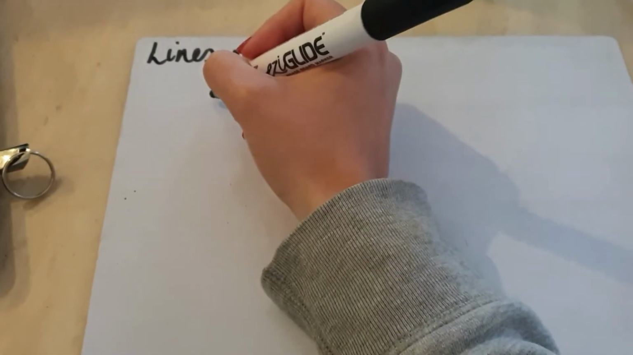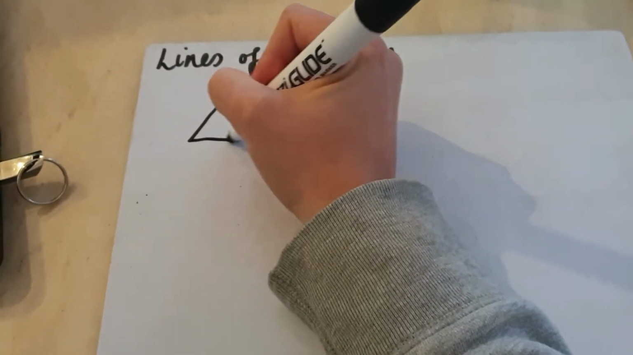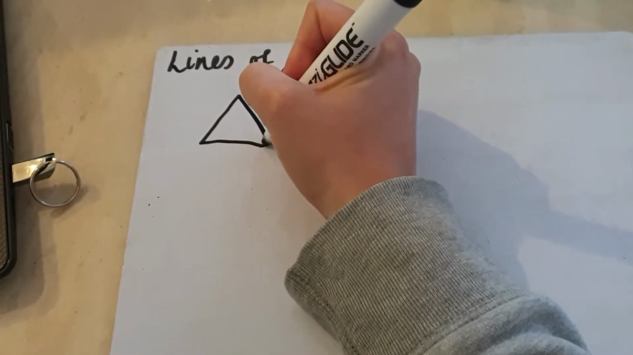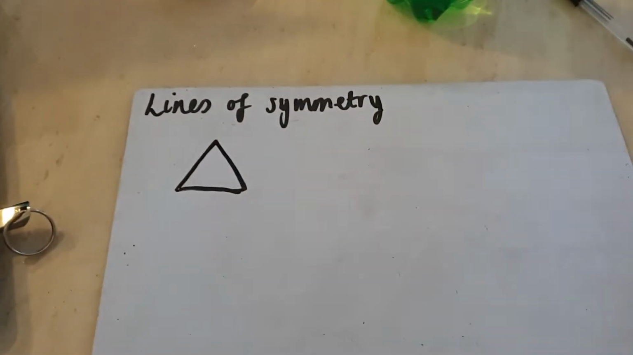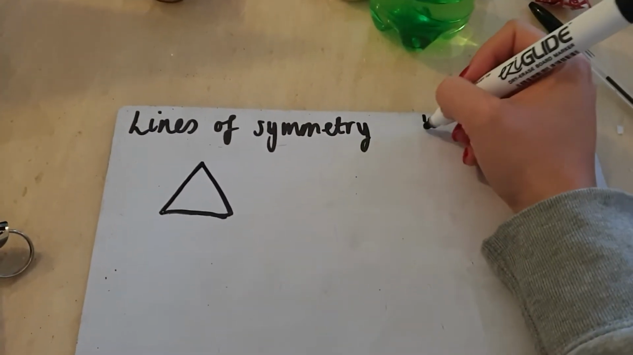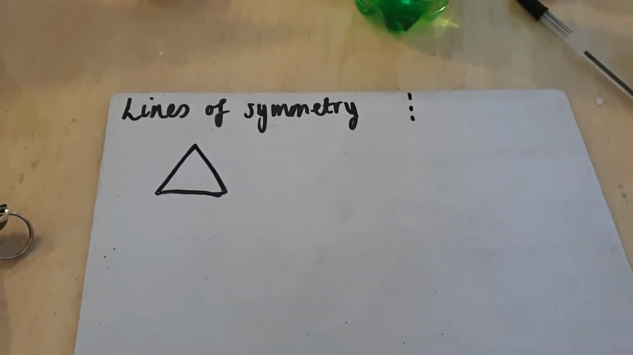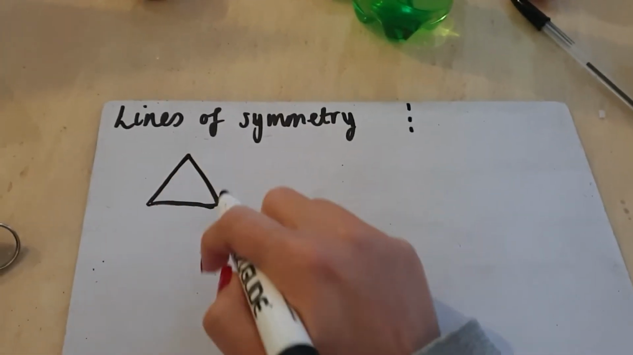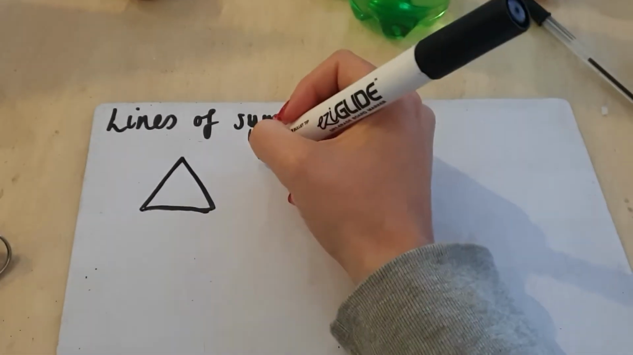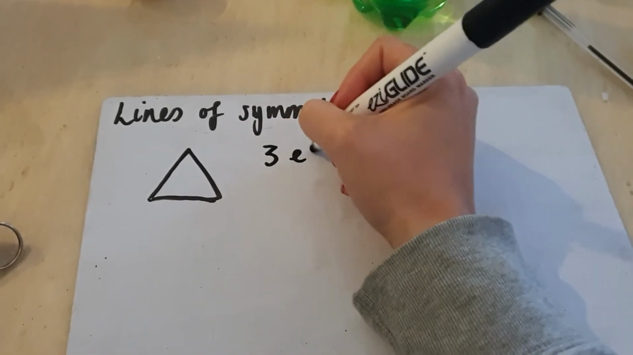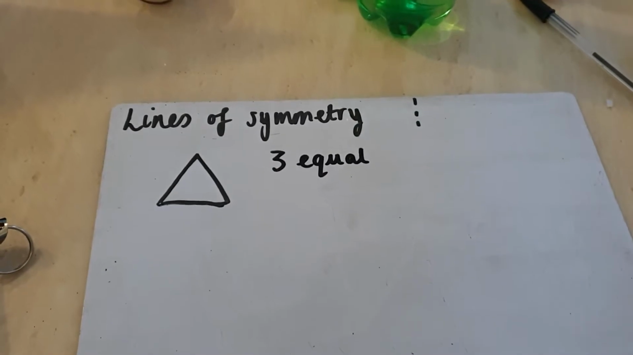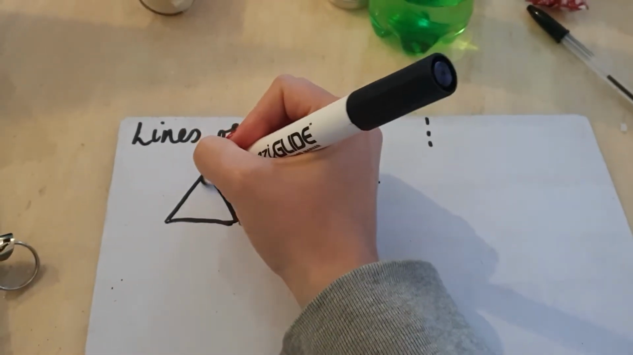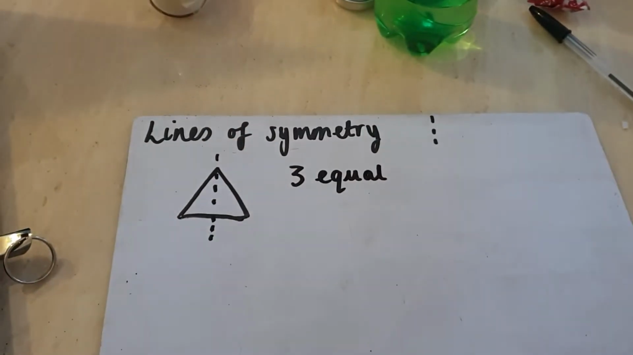We're going to start off with a simple 2D shape, which is an equilateral triangle, okay? With a line of symmetry, we usually represent it by drawing dashed lines. An equilateral triangle has 3 equal sides. That's really important with lines of symmetry, that it's equal. So I could do a line down here, because it'd still be the same.